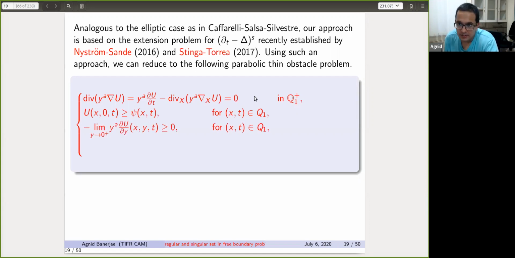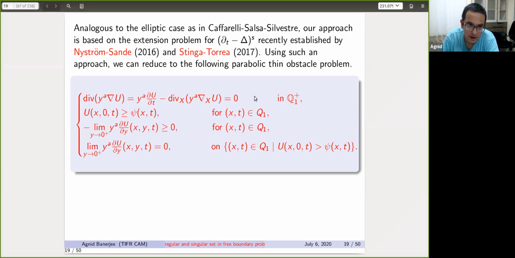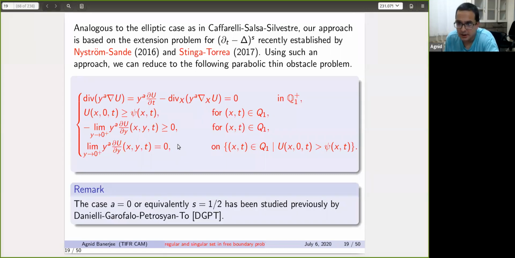And then you have this sign condition for the weighted Neumann derivative, which is to say that little u is generically S-supercaloric. And on the set where it's not touching the obstacle, it has to be S-caloric, or in terms of the weighted Neumann derivative, you have to insist that it equals 0. So again, it's a thin obstacle problem because the obstacle lies on the thin set. Now, I should mention that when a equals 0, or equivalently s equals one half, this problem was previously studied by Danielli, Garofalo, Petrosyan, and Do.